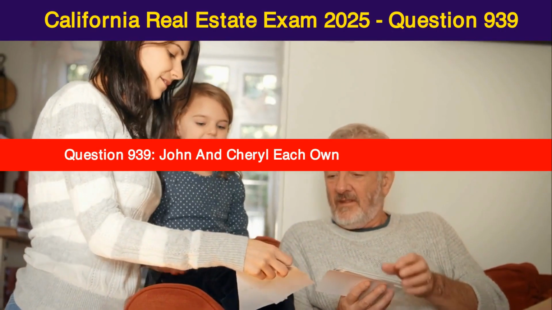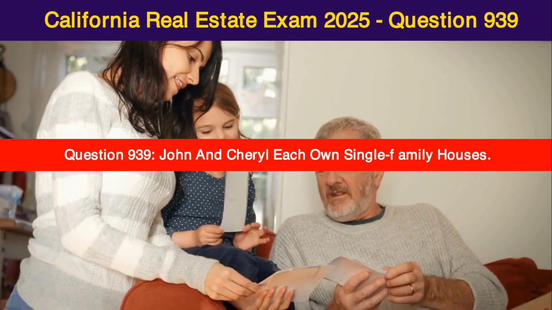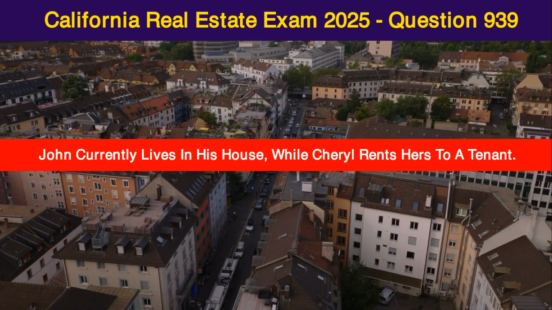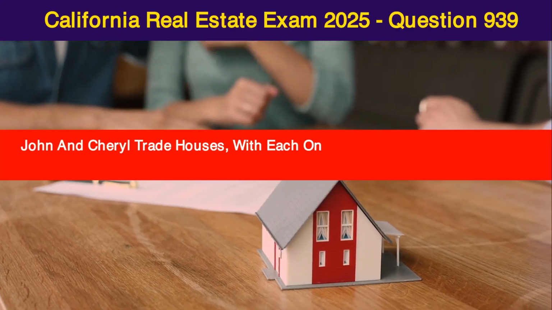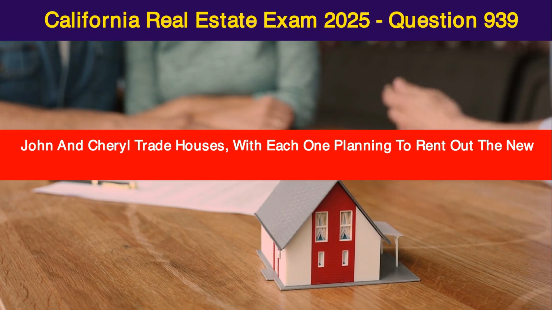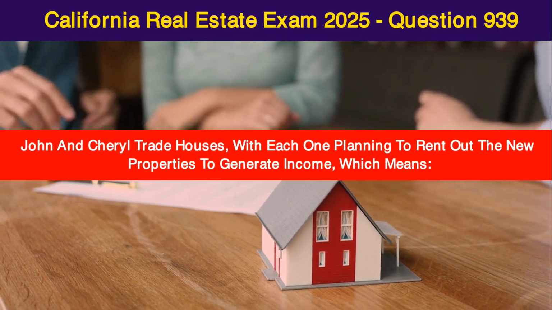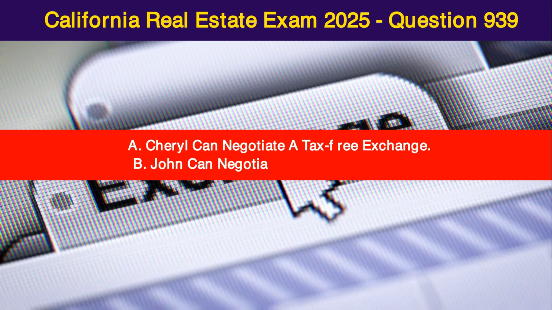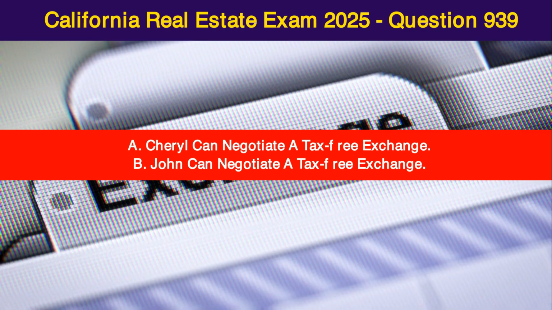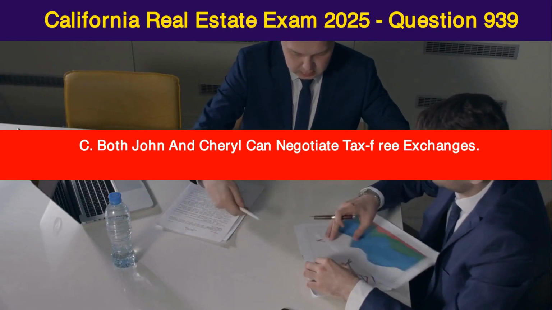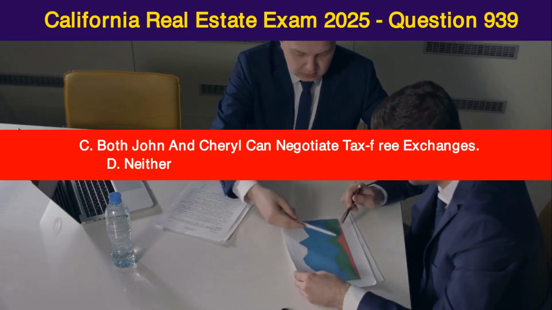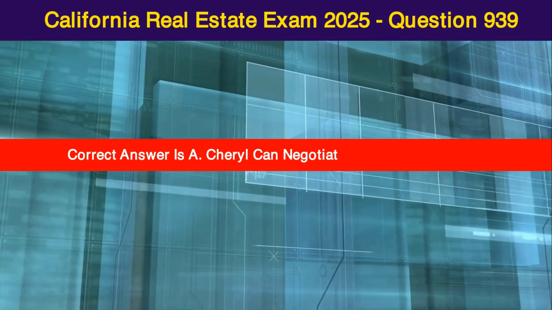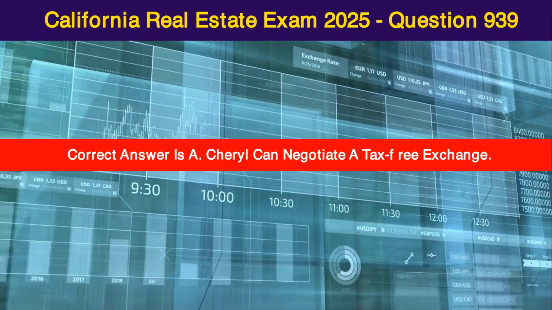Question 939. John and Cheryl each own single-family houses. John currently lives in his house, while Cheryl rents hers to a tenant. John and Cheryl trade houses, with each one planning to rent out the new property to generate income, which means: A, Cheryl can negotiate a tax-free exchange; B, John can negotiate a tax-free exchange; C, both John and Cheryl can negotiate tax-free exchanges; D, neither party can negotiate a tax-free exchange. The correct answer is A, Cheryl can negotiate a tax-free exchange.